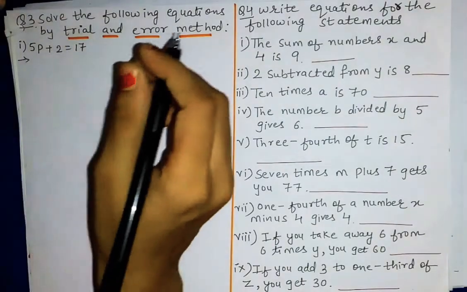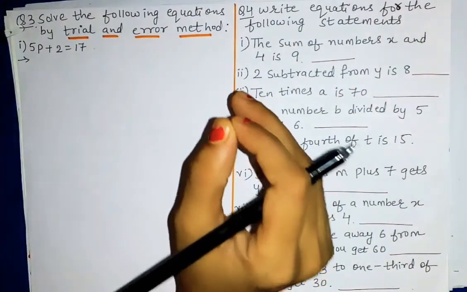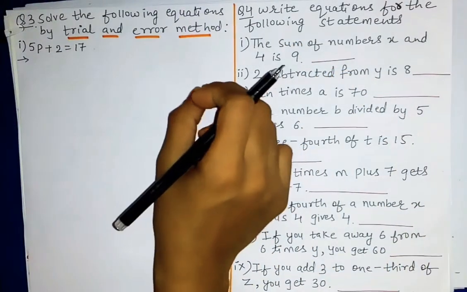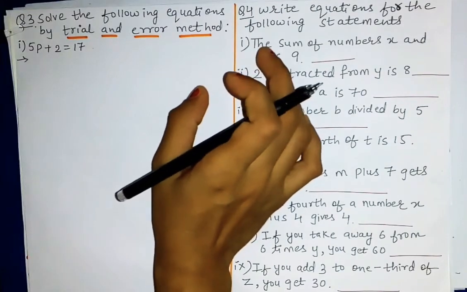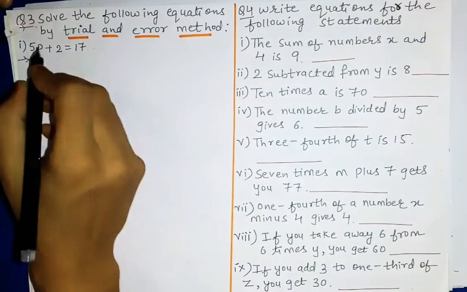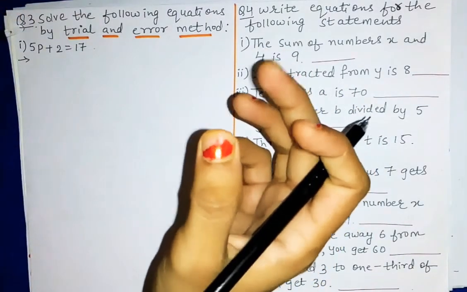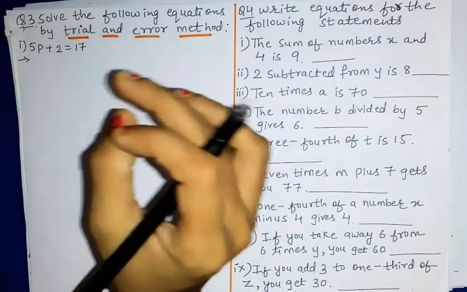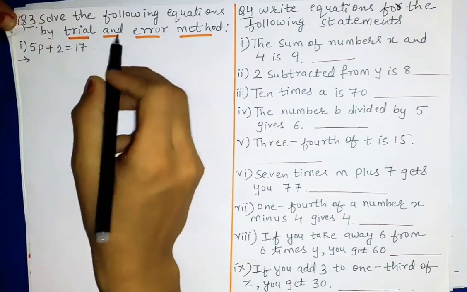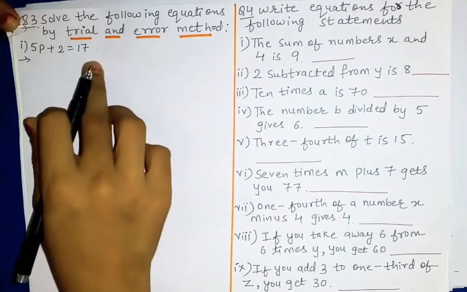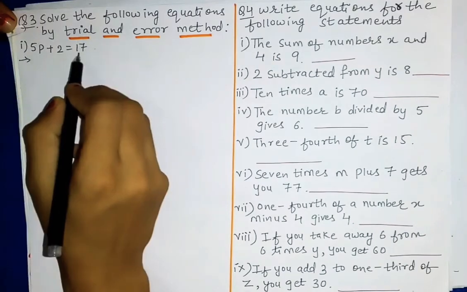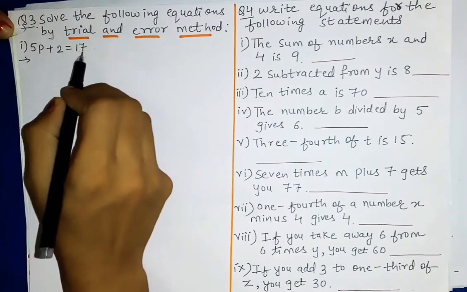So let us start. In the previous video, in question number 1 and 2, the value was given to us. The value of the variable was given and that value we kept over here and checked whether the value is correct or not, whether it is the solution of the equation or not. But in trial and error method, the value is not given to us. As you can see here, only the equation is given: 5p plus 2 equal to 17.